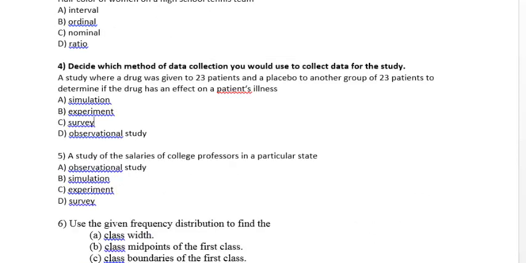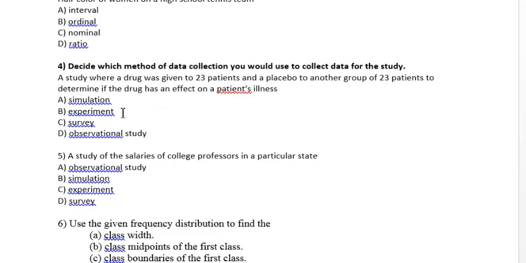Okay, let's look at 4 and 5. We've got to decide which method of data collection you would use to collect the data for your study. Let's discuss the definition of all of these. Simulation is when you use something like a computer to simulate what the results of something would be. For example, if you flipped a coin 1,000 times, what would you get in terms of heads and tails? You could run a computer simulation to pretend it's done 1,000 times and tell you what the results would be.